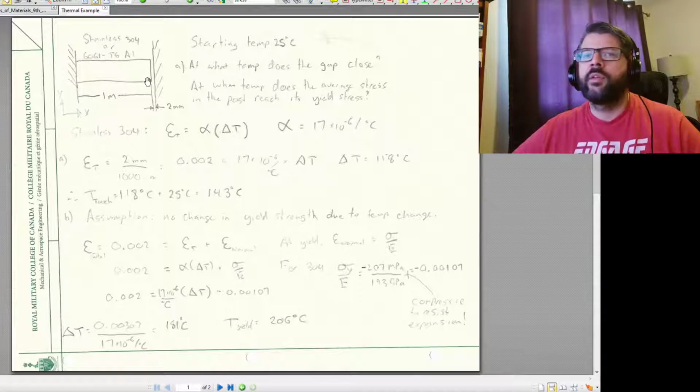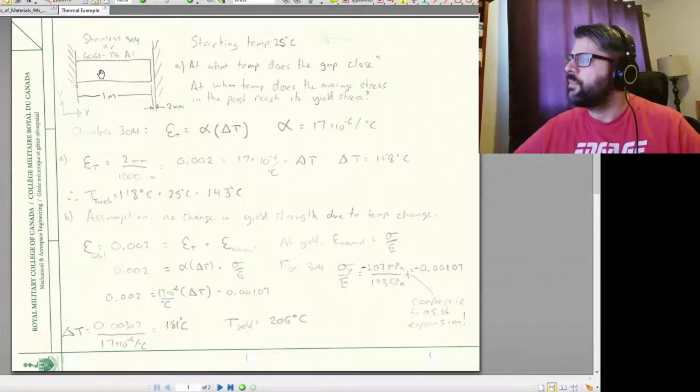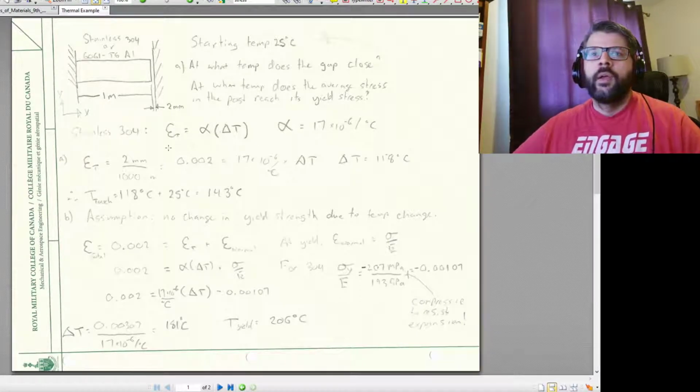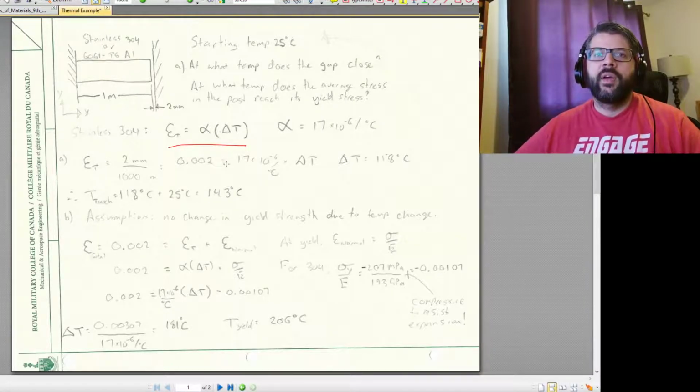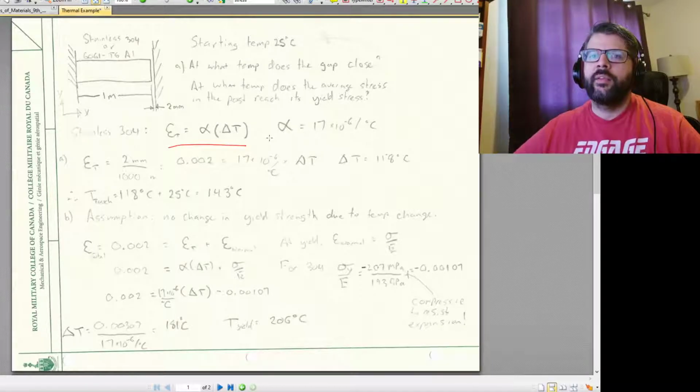So we're going to be asking for two materials, looking at stainless steel 304 and 6061 T6 aluminum. We'll start off with the stainless steel. Here we've got our formula for the thermal strain. We've got the coefficient of thermal expansion and just our delta T. And that gives us our delta L over L, which is our strain.